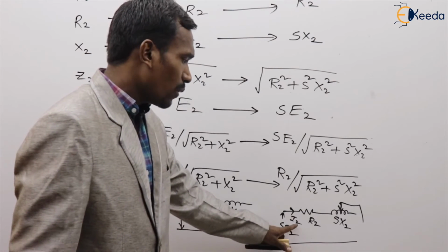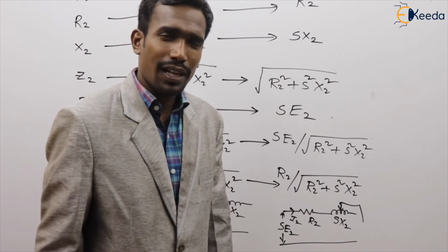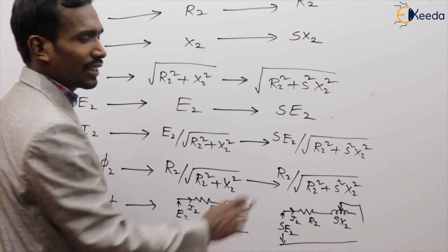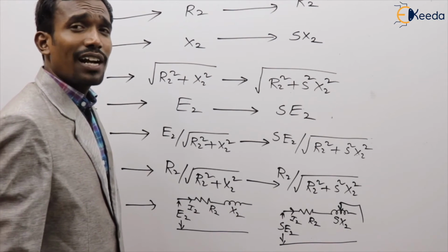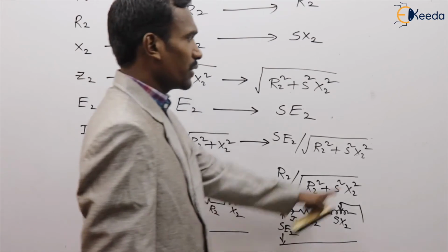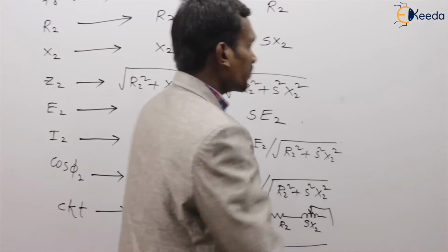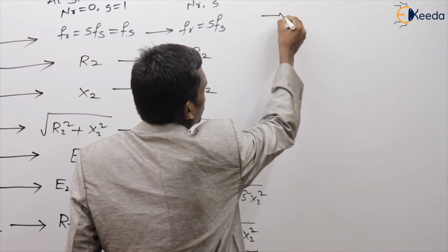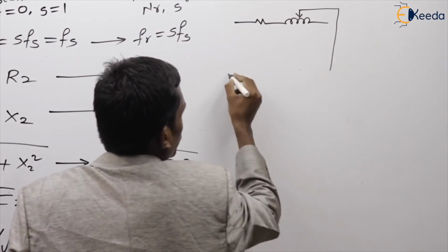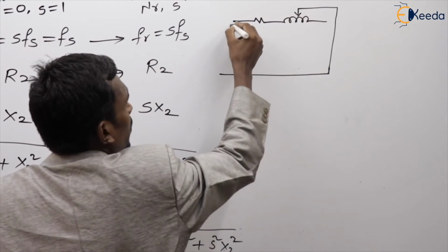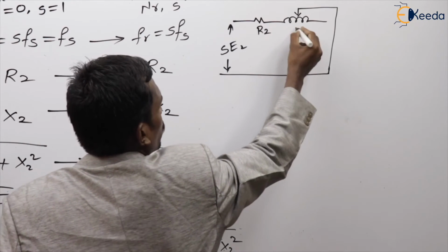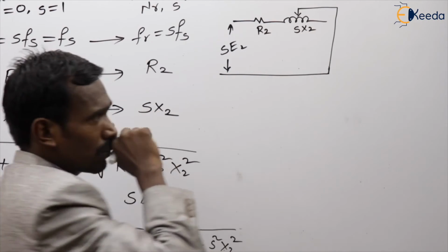So S into E2, I2, R2, S into X2. This is the rotor circuit for standstill and running condition. Now we have to take this one. My rotor circuit is like this. Here I have S into E2, here I have R2, and here I have S into X2.